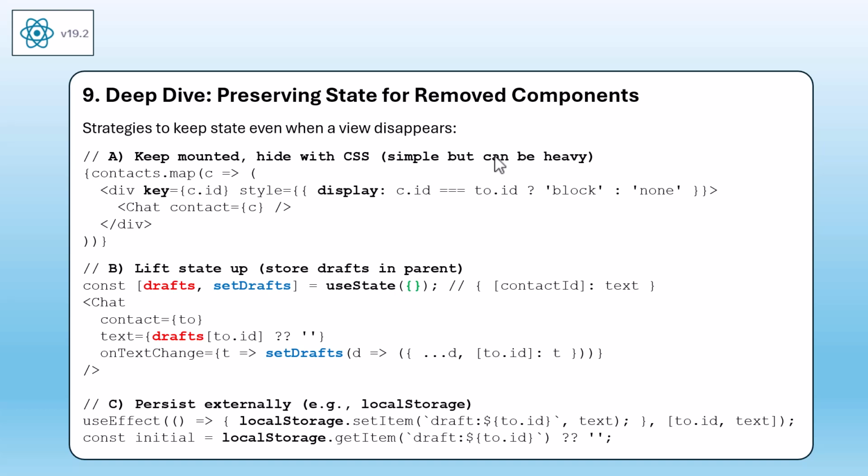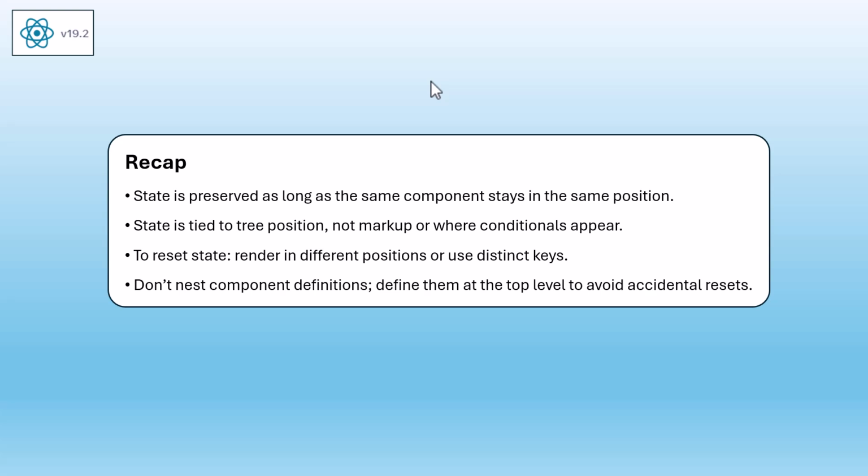Lift the state up. Store the draft messages in a parent component so they persist even when child components unmount. This is a common and efficient solution. Persist drafts externally, for example in local storage, so that drafts survive page reloads or app closures. In all these cases, it still makes sense to assign a key to each chat, since each conversation is conceptually distinct. 10. Recap. Let's summarize the key takeaways.